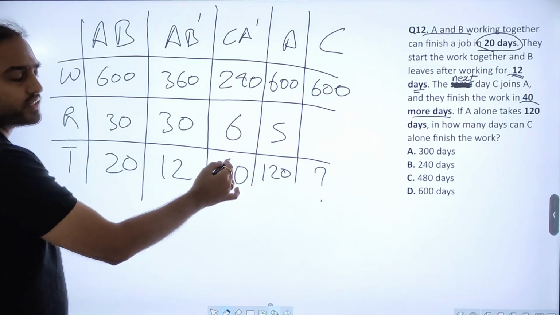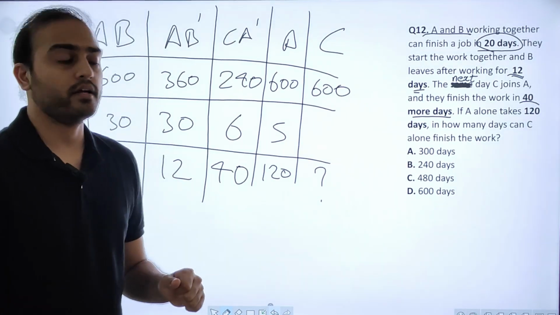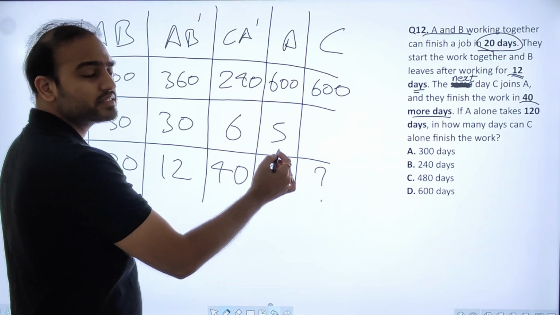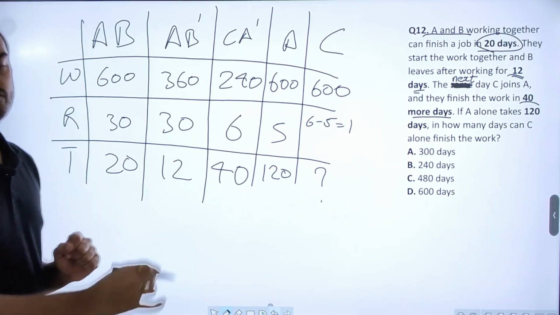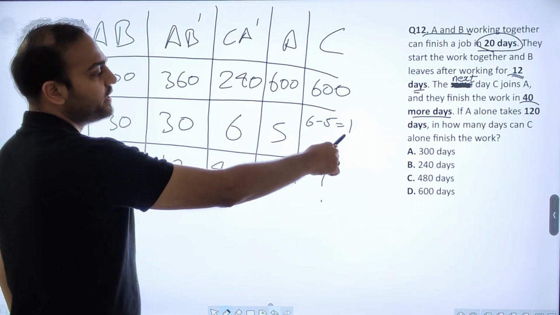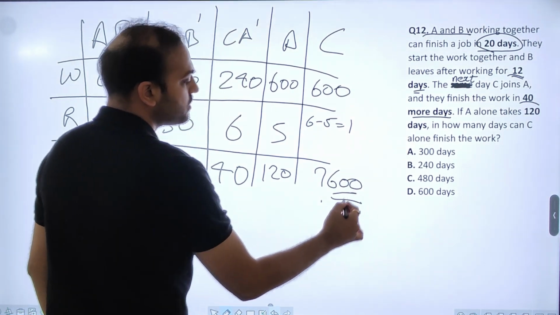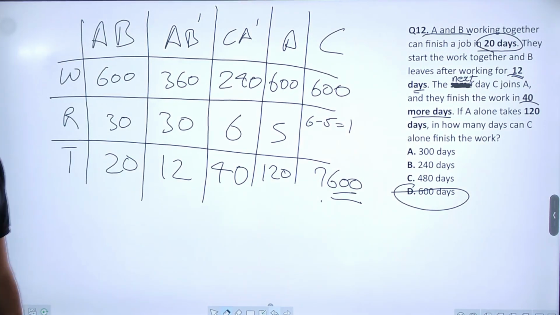C and A, the rate is 6, so that means A and C can eat 6 chocolates a day. A alone eats 5 chocolates a day. So how many chocolates does C eat per day? 6 minus 5, which is 1. So work is 600, rate is 1, time taken by C to do the whole work, 600. So C alone can finish the job in 600 days.